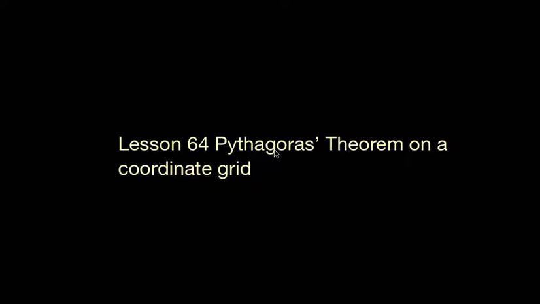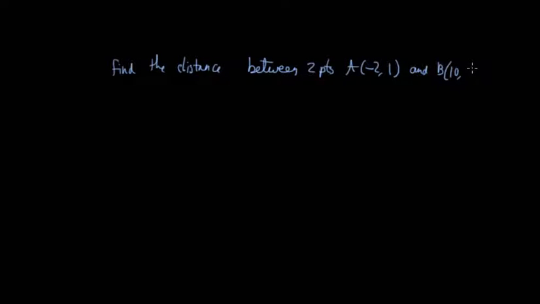Okay, today we're going to be looking at using Pythagoras' Theorem on a coordinate grid. So what does that mean? Say we've got some points plotted on a grid. We want to find the distance between two points. Just write that for points: A is (-2, 1) and B is (10, 6).